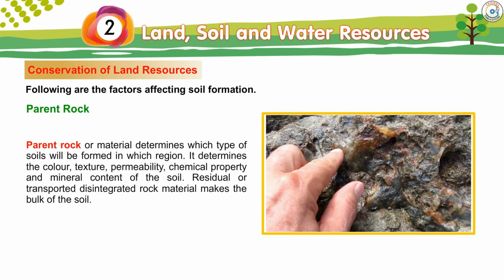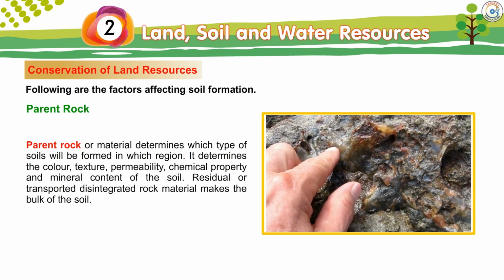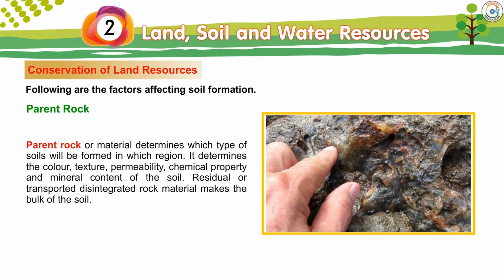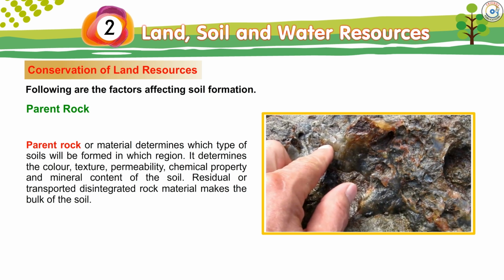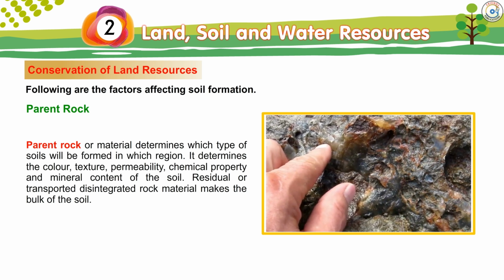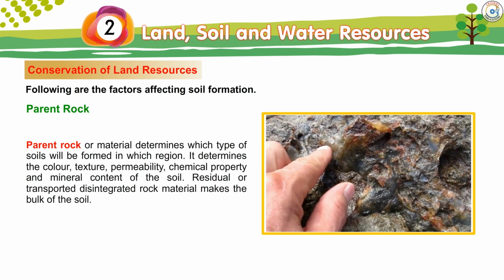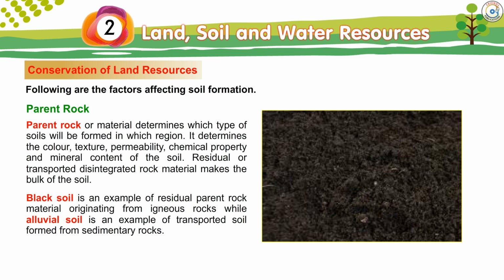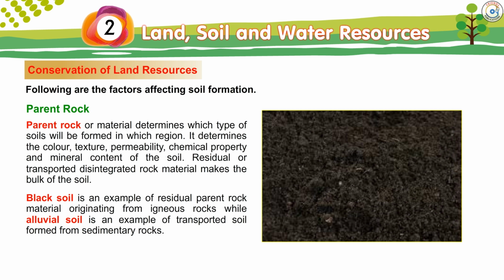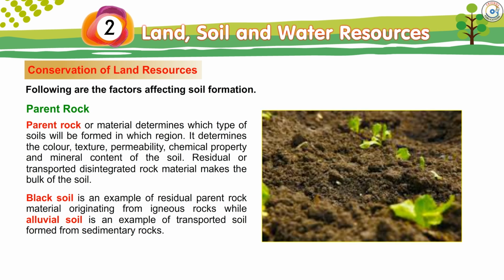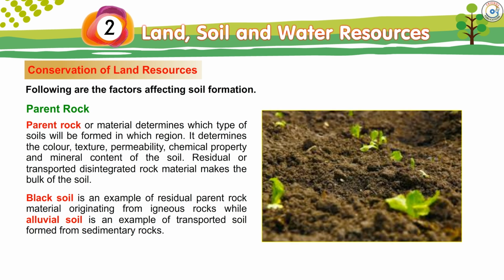Parent rock. Parent rock or material determines which type of soils will be formed in which region. It determines the color, texture, permeability, chemical property, and mineral content of the soil. Residual or transported disintegrated rock material makes the bulk of the soil. Black soil is an example of residual parent rock material originating from igneous rocks, while alluvial soil is an example of transported soil formed from sedimentary rocks.